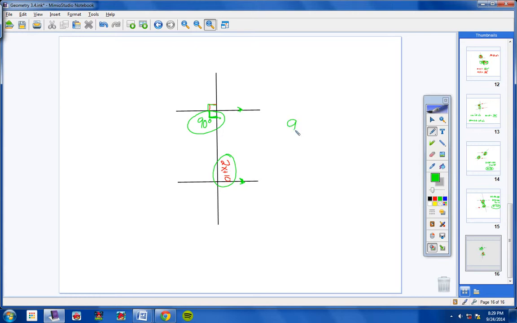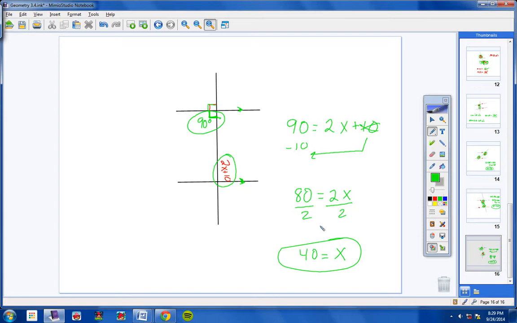So I can take my one angle, 90, and set it equal to the other angle, which is 2x plus 10. And now I'm ready to solve for x. So bring the 10 over and make it a negative 10. The 10's gone. 90 minus 10 is 80. So 80 equals 2x. And then divide by 2, and you're left with 40. So there, just like that, we solve for x, okay? And that's basically it. These are the types of problems you're going to be doing in this lesson, okay?